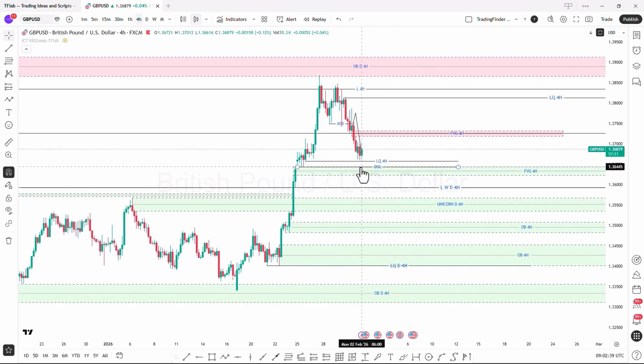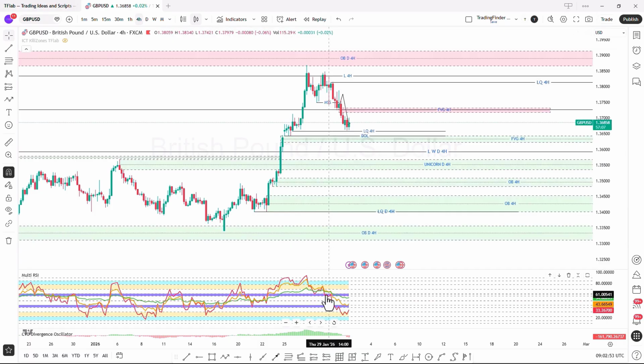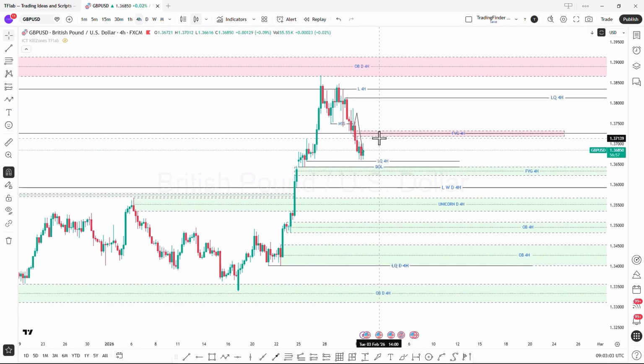And based on that liquidity level, it could reach a fair value gap area. And from there, the price might get rejected and enter a bullish phase. By analyzing the RSI indicator, we can observe the price has entered the oversold zone and has formed a bullish divergence, which could be a signal for a price reversal to the upside.